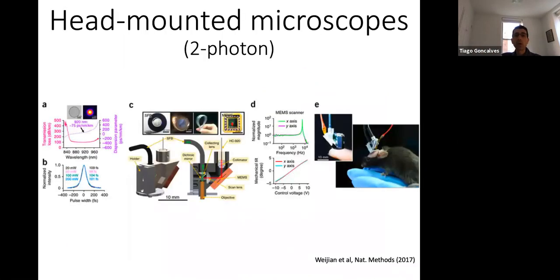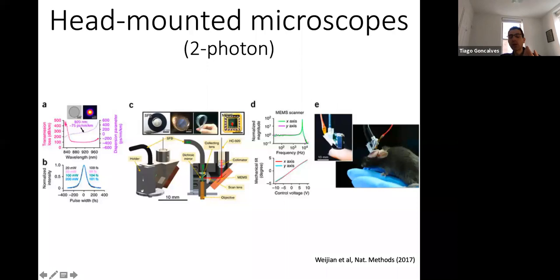I'm running out of time, so I'll just say that now one of the great new things is this group in China, they have these hand-mounted microscopes. This used to be impossible to do, hand-mounted 2-photon microscopes. So that gives you the 2-photon sectioning capabilities. And they have a bunch of innovations here. One of them is that they use these hollow core fibers.